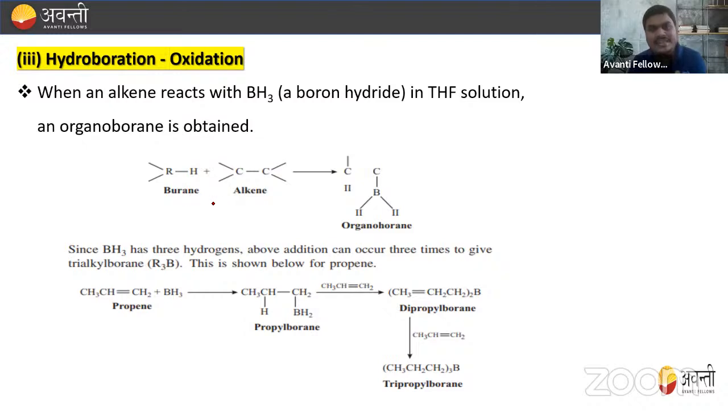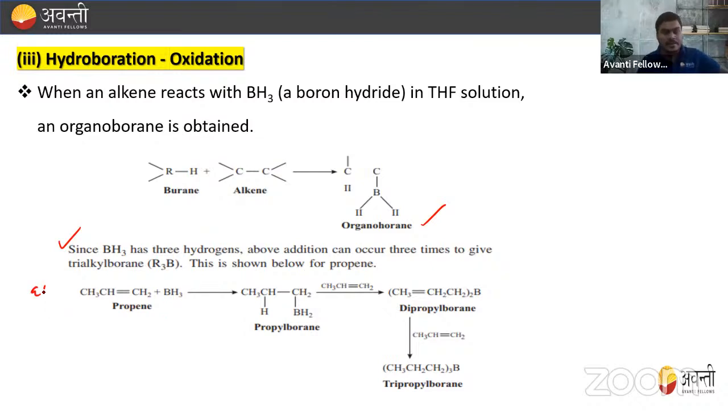So when this alkene reacts with BH3, we form the organoborane, right? Let's see with an example. Since BH3 has 3 hydrogens, remember this point, very important. Since BH3 has 3 hydrogens, the addition can occur 3 times to give the trialkyl borane, right? Because in BH3 we have 3 hydrogens, and each alkyl group takes 1 hydrogen. So we need 3 alkyl groups, right? This is shown for propene.